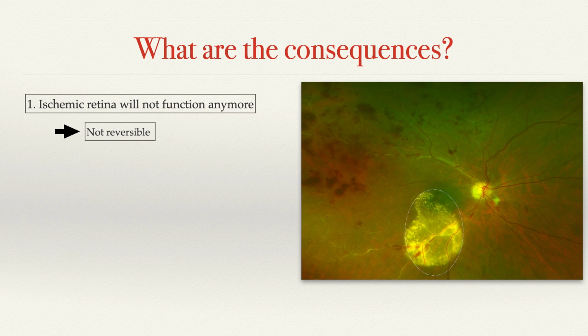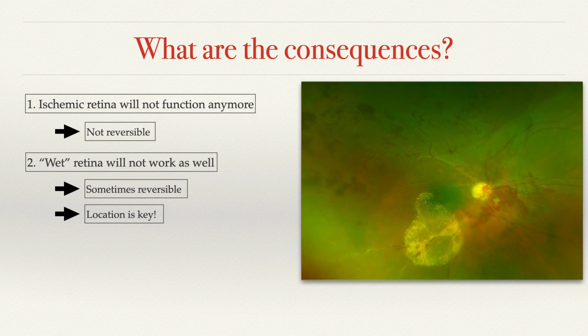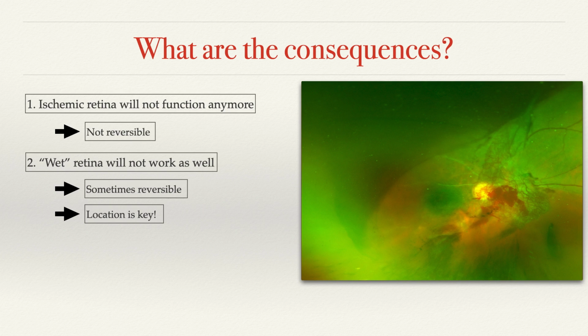They won't regrow. The second effect is this fluid there, the wet retina, called edema or exudates, that will not work as well. It will work, but not as well as before. Sometimes that's reversible. I'll come to the treatment methods, but the location is the key. So if you imagine that wet retina here, it's not very important. You won't feel much of a problem there. However, if the edema or the maculopathy extends into the macula, into the center of your vision, then it is a problem. The location is the problem.